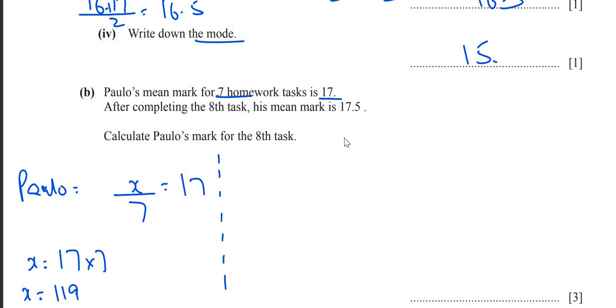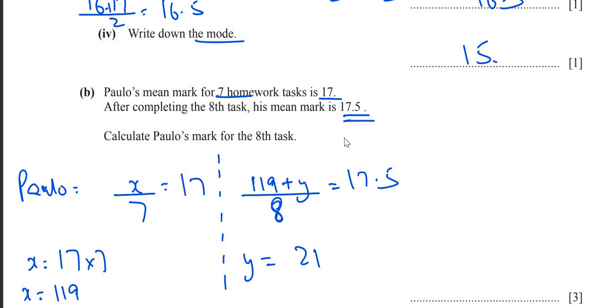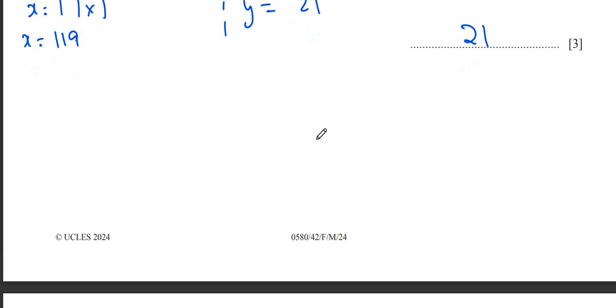Okay. Now, basically 119, he gave another test. We don't know how many marks he got, but now total tests are 8, so I wrote 8 over here, and now his mean marks are 17.5. So y is equal to 21. How? Y is equal to 17.5 multiplied by 8, and whatever the answer is, you subtract it from 119. So you get 21.